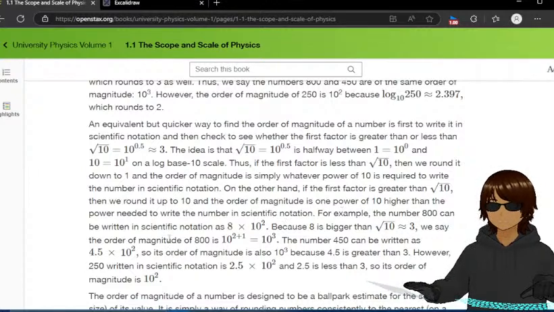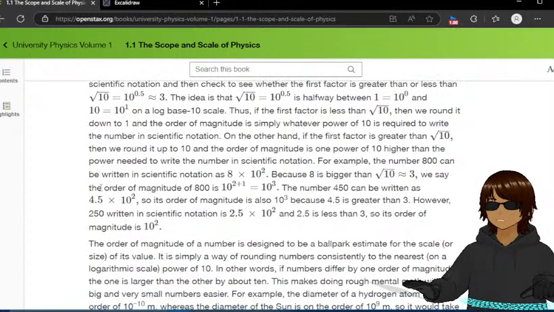For example, the number 800 can be written in scientific notation as 8 times 10 to the power of 2, and because 8 is bigger than root 10, we say the order of magnitude of 800 is 10 to the power of 3. The number 450 can be written as 4.5 times 10 to the power of 2. So its order of magnitude is also 10 to the power of 3 because 4.5 is greater than 3. However, 250 written in scientific notation is 2.5 times 10 to the power of 2, and 2.5 is less than 3. So its order of magnitude is 10 to the power of 2.